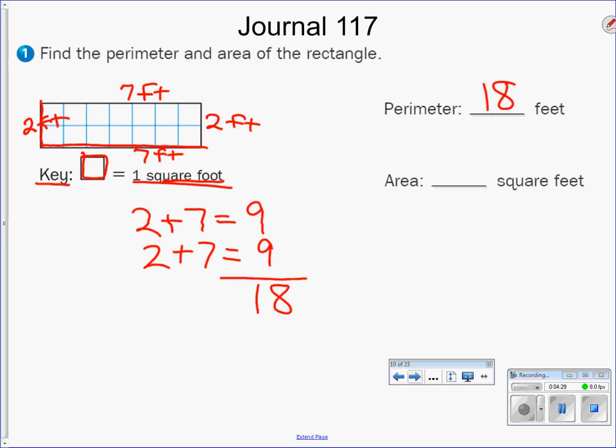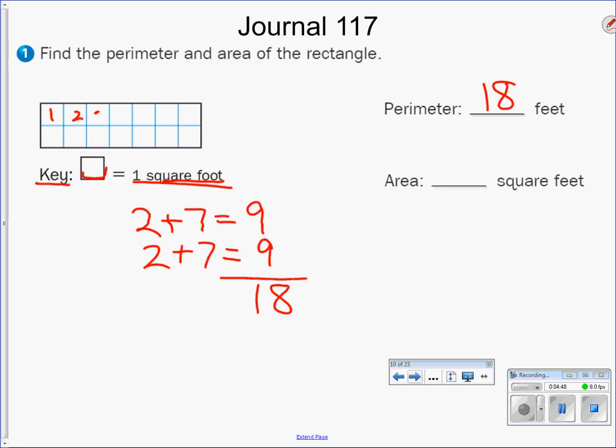Okay, so now if I'm looking at area, area is adding up the inside. So I'm no longer looking at the outside, I'm looking at the inside. So to do that, what I'm going to do is just add up my square centimeters.